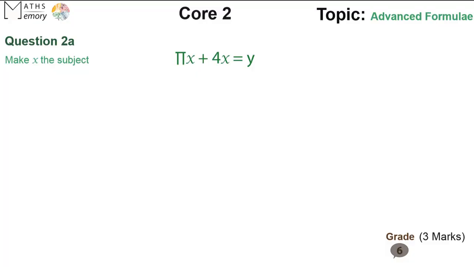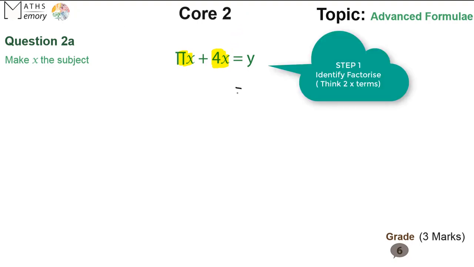Question 2a, core 2. So let's make x a subject again. Now on this we look for some familiar territory over here. Now this basically has 2 x terms within this formula over here. Okay, let's repeat, 2 x terms. That's how you can identify what we're going to do over here. So first of all, let's do this. Now when you see 2 x terms, we want to factorize this. Okay, factorize the left hand side. We'll take x out. Pi plus 4 equals y.